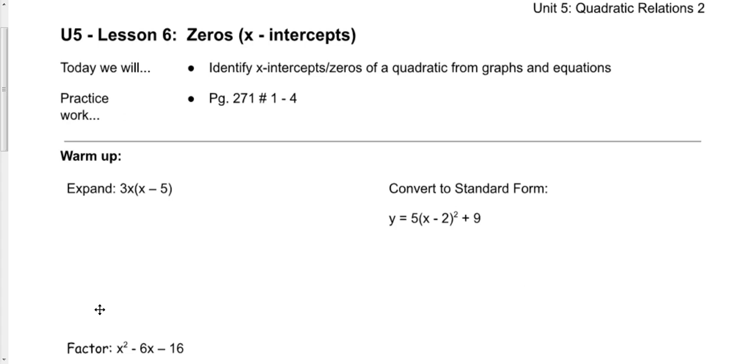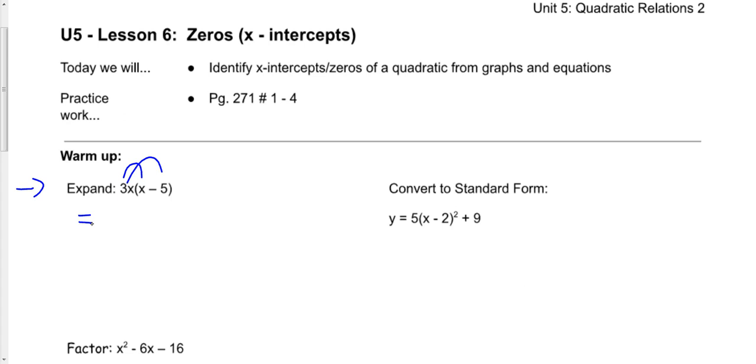So we'll start off by expanding out the example that's here on the left-hand side. And so here we have 3x times x minus 5. And so if we're going to expand this, that means we're going to use our distributive property. We're going to multiply 3x times x, and we're also going to multiply 3x times negative 5.